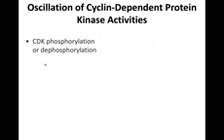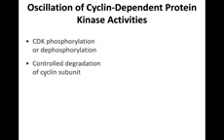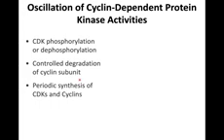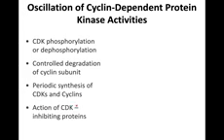First, the cyclin-dependent kinase phosphorylation or dephosphorylation. Second, controlled degradation of cyclin subunit. Third, periodic synthesis of cyclin-dependent kinases and cyclins. And last but not least, action of cyclin-dependent kinase inhibiting proteins. The precisely timed activation and inactivation of a series of cyclin-dependent kinases produce signals serving as a master clock that orchestrates the events in normal cell division and ensures that one stage is completed before the next begins.